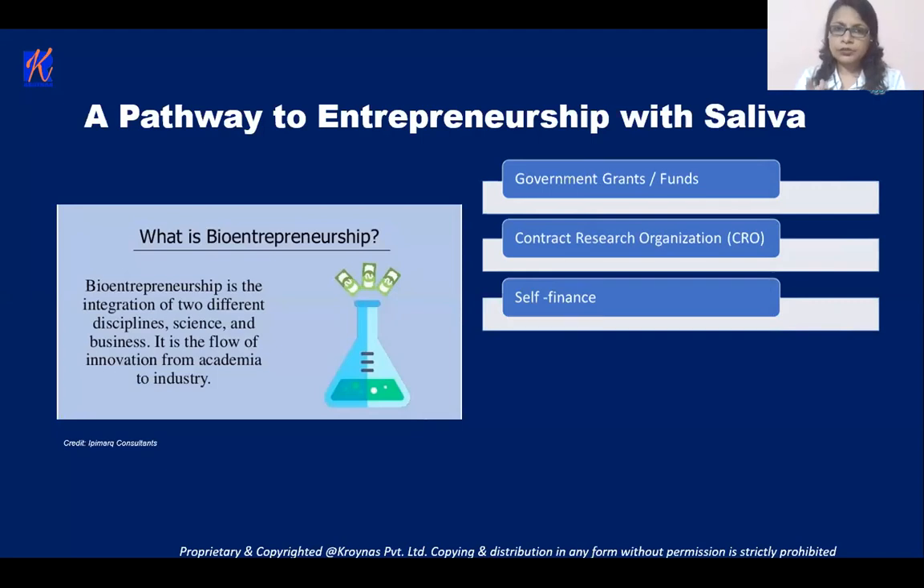That is government grants or funds. Then there are contract research organizations, and then self-finance. Definitely, that is one option that we call bootstrap. And for government grants and funds, there are many things.